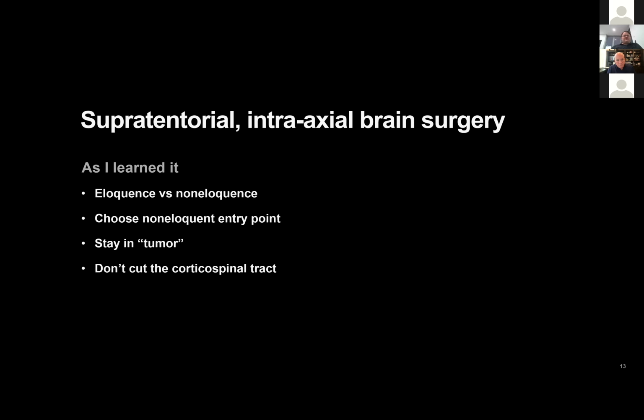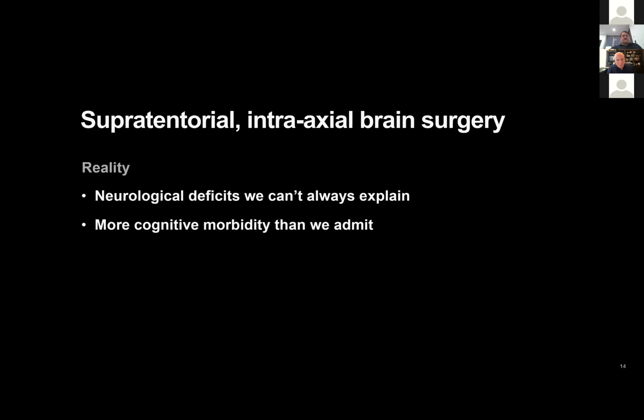So ultimately, when we think about it, most of us were taught something like this. That's how I learned it. There were non-eloquent parts of the brain and eloquent. You want to go to the non-eloquent brain, stay in the tumor, and just don't cut the corticospinal tract. It's good advice, but it just doesn't handle everything, especially when we start talking about cognitive morbidity. Many of these patients will tell you this, and especially if you study it, that they're doing worse than you think they are. And more pressingly, it doesn't even always protect us from weird speech and motor problems, which is something that everybody agrees we need to stop.